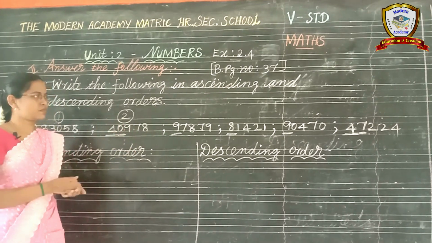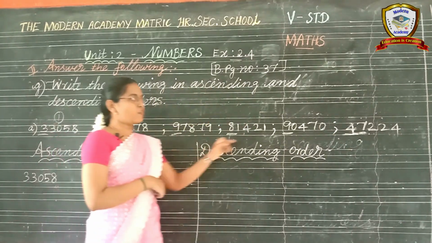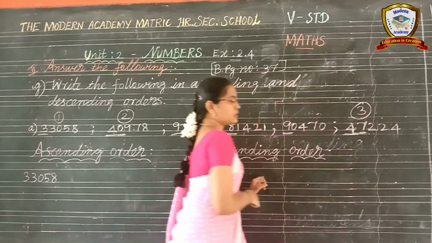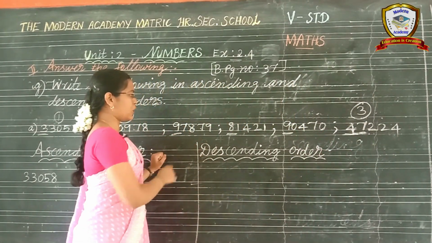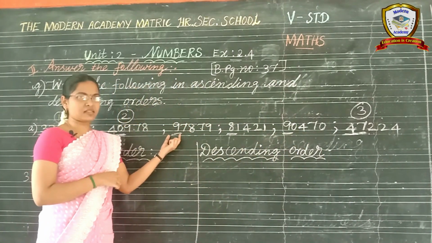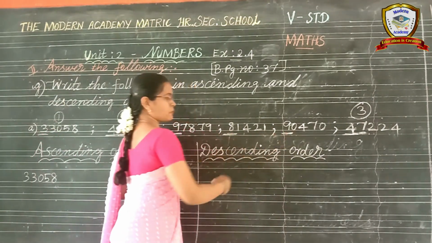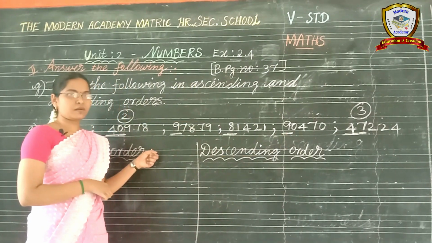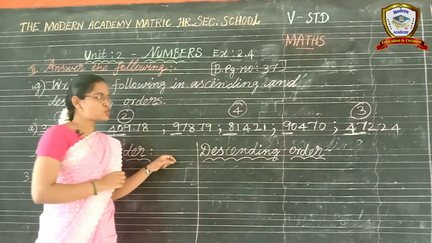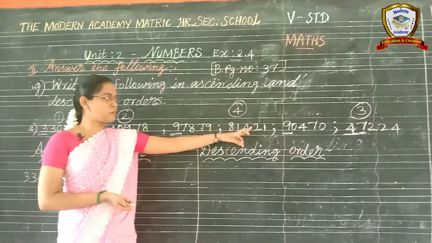Okay, next number is this one. So after that the next smaller number is 47,224. This is the third smaller number. Next we have the remaining 3 numbers. Now in these 3 numbers we have to compare the starting number. Here the starting number is 9, here 8, here 9. Which is the smaller number? Yes, 8 is the smaller number. So the fourth smaller number is 81,421.